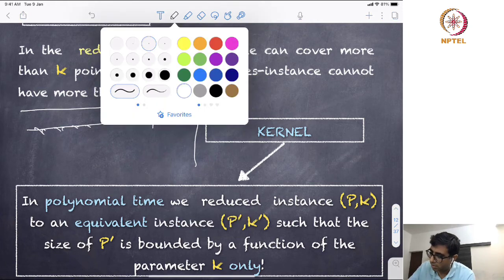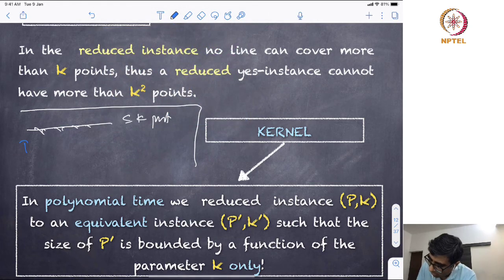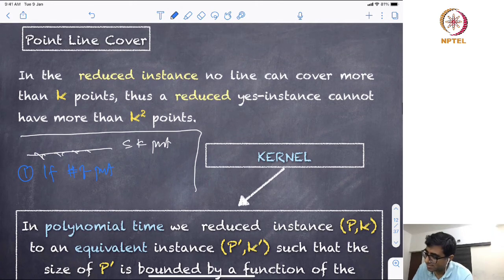So, at this point, our reduction rule is: if the number of points exceeds k squared, say no. We are able to bound the size of the yes instance. If it is a yes instance, meaning there are k lines that can cover all the points, then each line covers at most k points. So, the total number of points that could be present is at most k squared. So, if the number of points is more than k squared, then you will say no, this is a no instance.